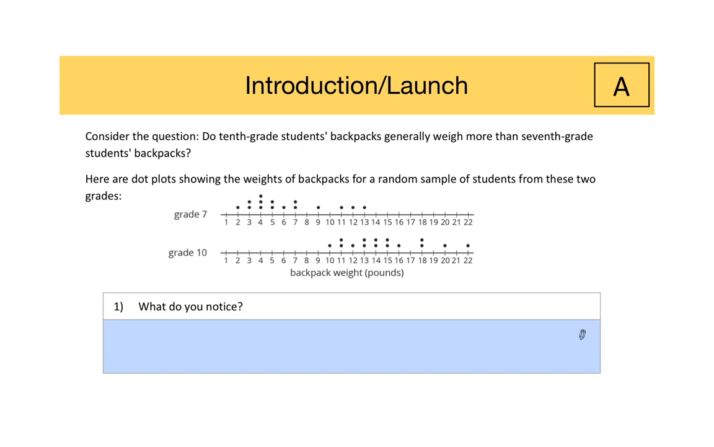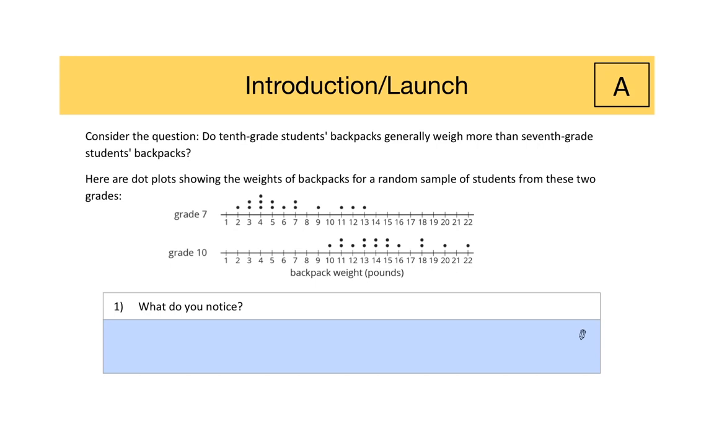To begin, students are going to consider what they noticed from the 2 dot plots, showing the weights of backpacks for a random sample of students from these 2 grades. Students may notice that the grade 7 backpack that has the lowest weight is 2 pounds, while the grade 7 backpack with the greatest weight is 13 pounds. They may notice that the grade 10 backpack with the least amount of weight is 10 pounds, and that the backpack with the most amount of weight is 22 pounds.